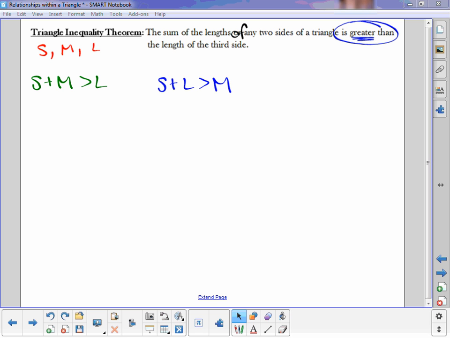And last, what would be my last combination? Okay, so medium plus large must be bigger than small. Alright, now let's investigate this going from right back. Medium plus large is greater than small. Do I need to check this, or will this always be true? Talk with your shoulder partner.